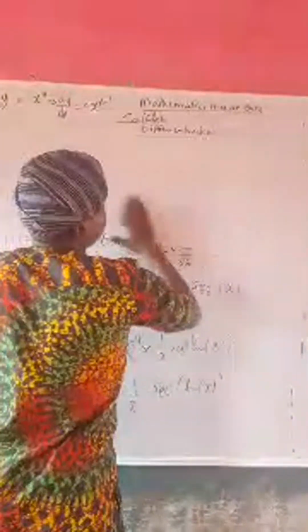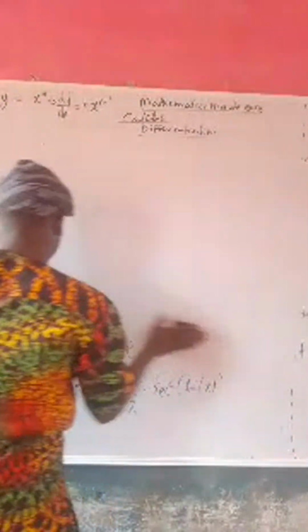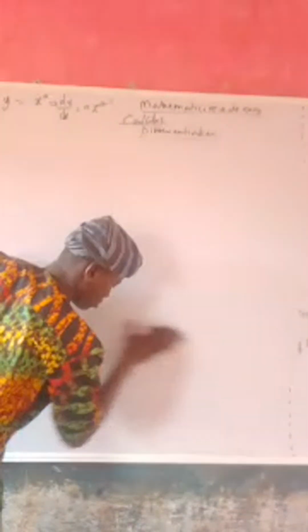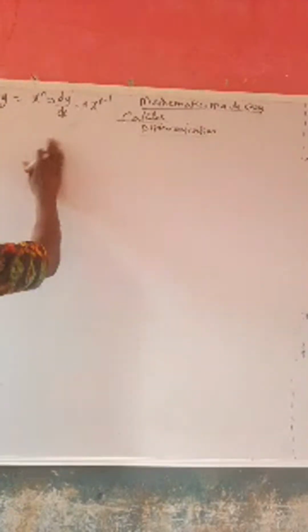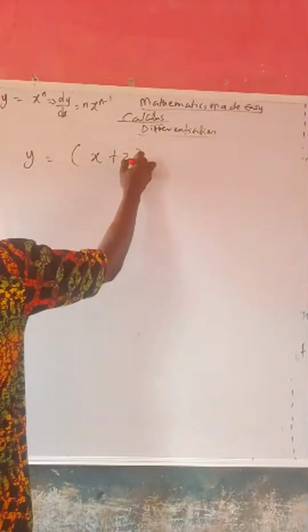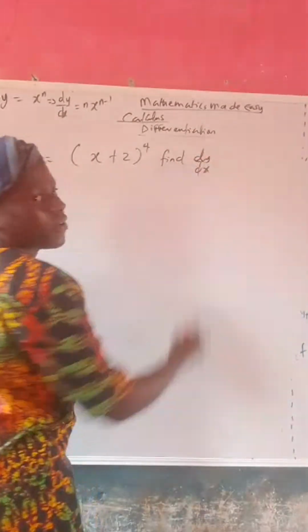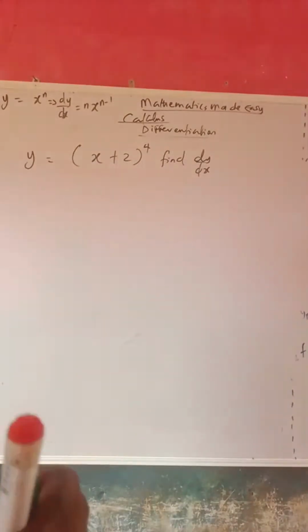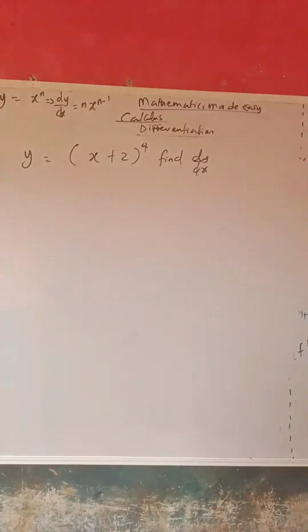That's about that. Okay. Now let's do one more method before we move to the next method or rule. Before we move to another rule, let's do another example. If you have y equals (x plus 2) raised to the power of 4, find dy/dx.